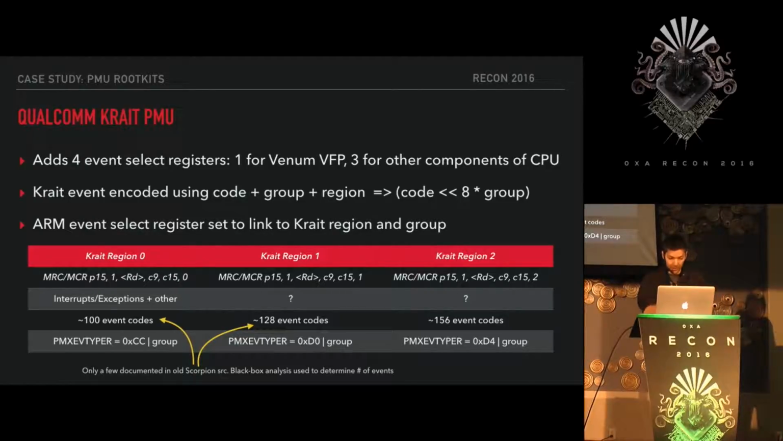And then finally, we see the bottom line there. That's what I call the link. So we're setting the ARM event select register to some base value that's ORed with the group, and it's kind of like telling the PMU to look over here for the event code.